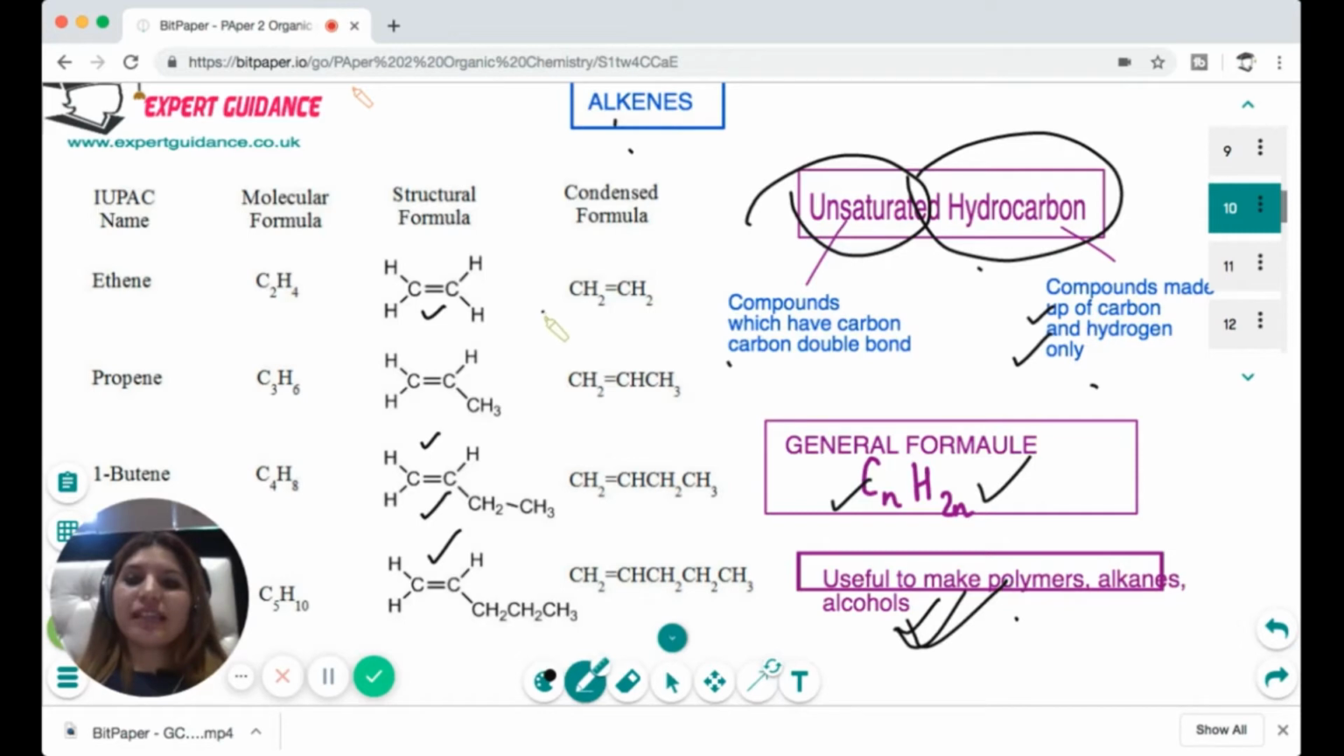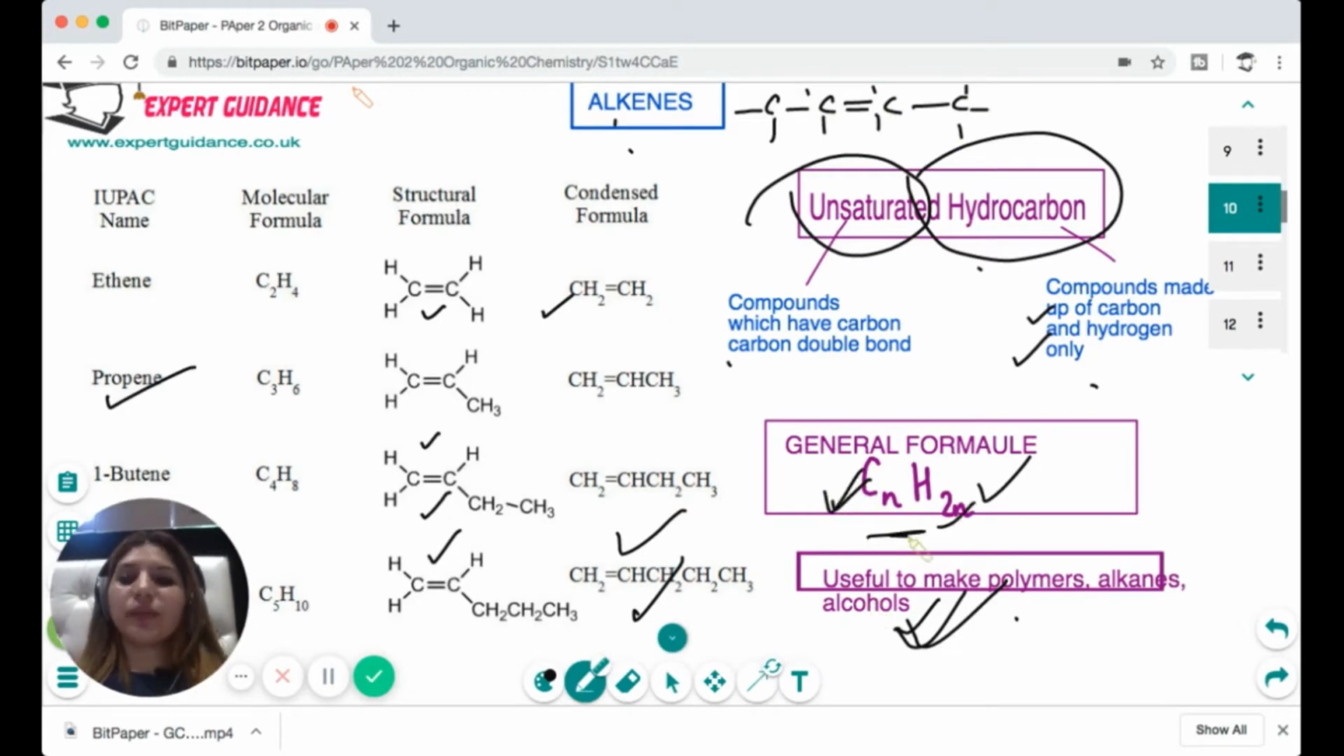So it always starts with ethene, then propene, butene, and pentene. You draw the number of carbons, put in the double bond, and remember each carbon can make 4 bonds. So fill the rest of the valencies of the carbons with hydrogens, and you will see that carbon and hydrogen are in the ratio 1:2.